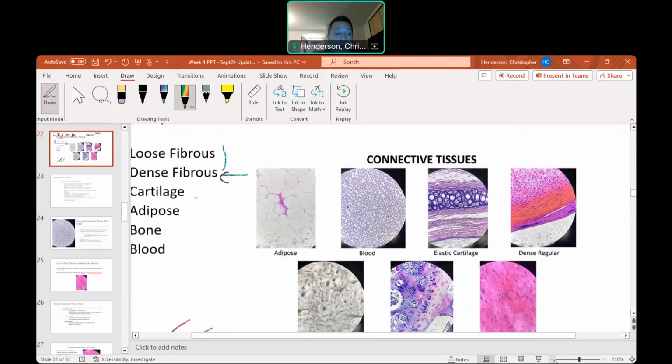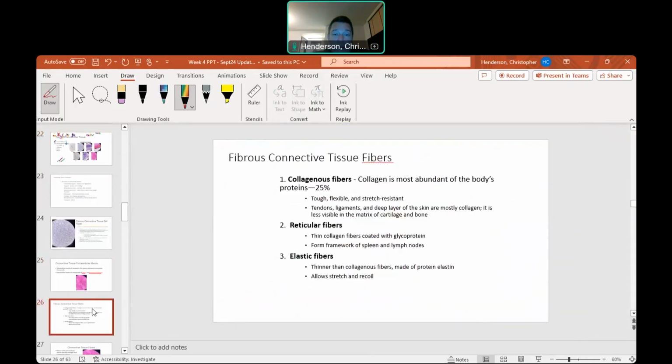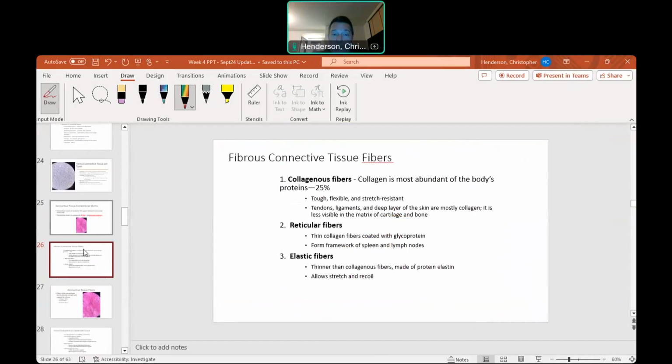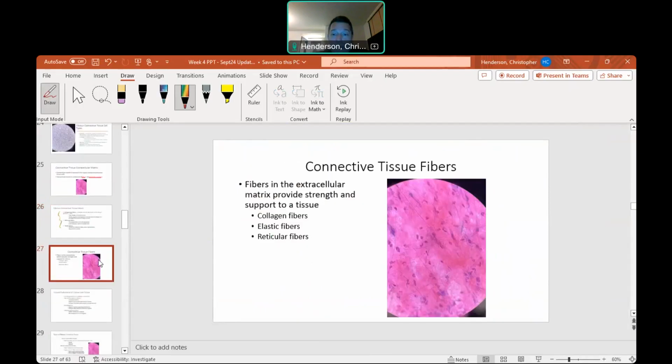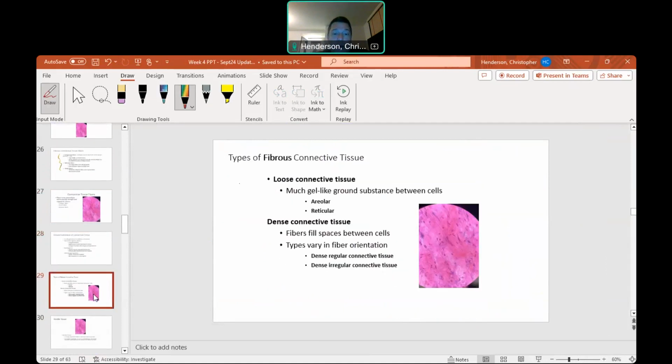Now, what are the different types of fibrous connective tissue? Well, here's the ground substance. Here we talked about extracellular matrix, fibers, and ground substance. Here are the three fibers that you need to know. Now, this is again what's called areolar connective tissue. But when we look at fibrous connective tissue, we can label this in two different flavors.